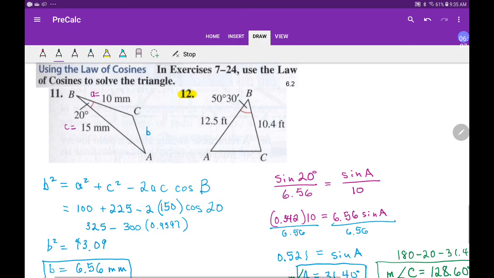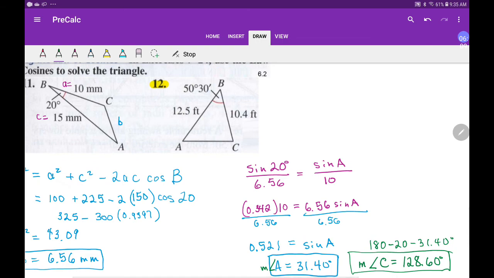Okay, and does that look reasonable? 128? It's more than 90, that's for sure. Sounds good enough to me.